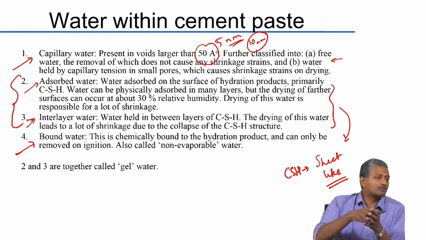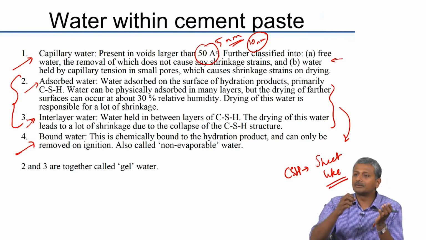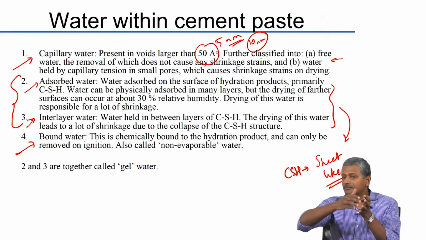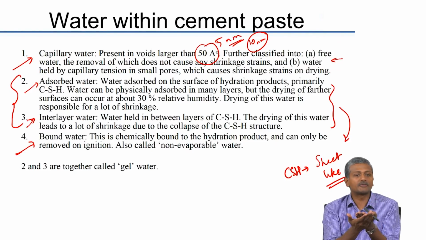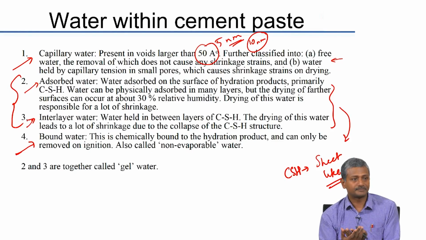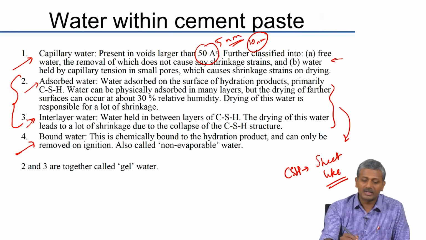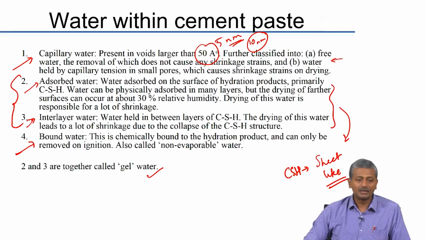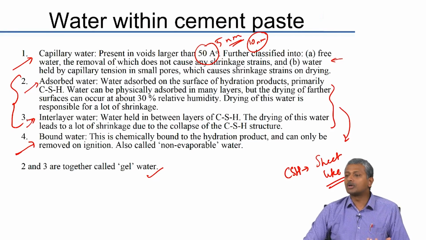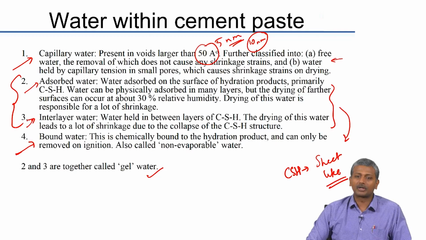When you start removing the water from the surface of the sheets, you may cause wrinkling of the sheets. When you start removing the water from between the layers, it will lead to collapse of the layers. So that will lead to very high levels of strains in your system. Okay. So this adsorbed and interlayer water are together known as gel water, and the removal of this gel water will be associated with massive shrinkage in your system. Of course, the bound water is something that is within the structure of the product. Simply heating your cement paste will not release this bound water.